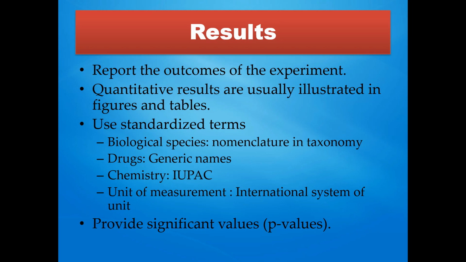So for the subsequent sections on the results, the results are a summary of the outcome of experiments. Usually, quantitative results are presented in figures and tables. In the presentation of results, or even in the methods and materials, we use standardized terms. For example, biological species refers to nomenclature and taxonomy. For drugs, we use generic names. For chemical names, we use alphabet names. And for units of measurement, we use the International System of Units.